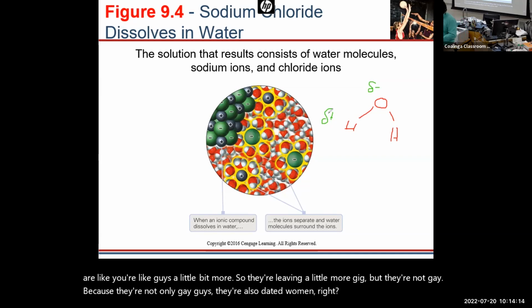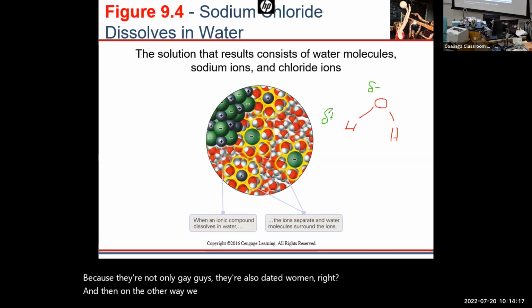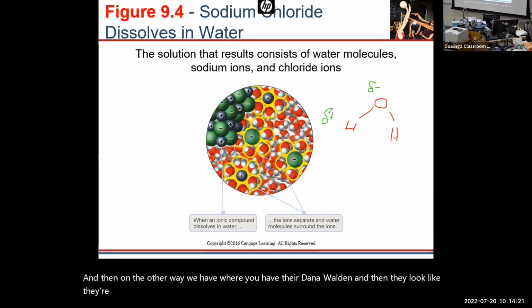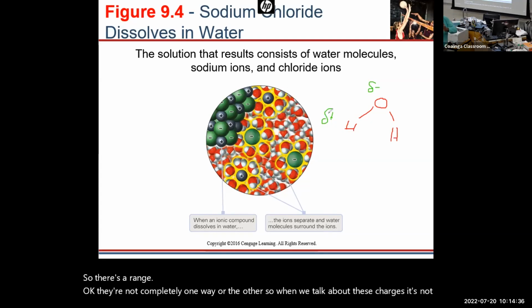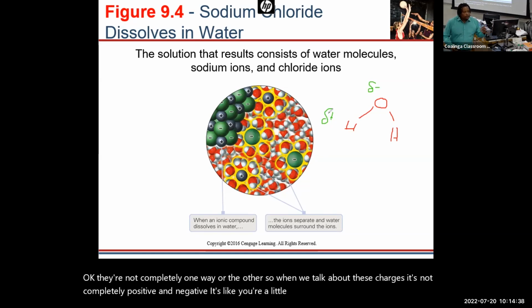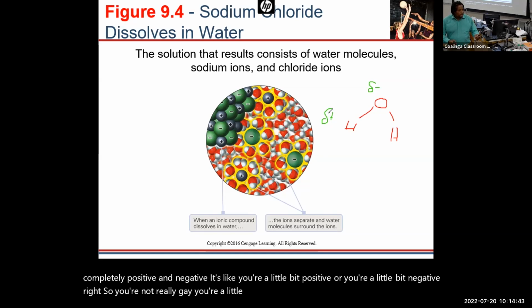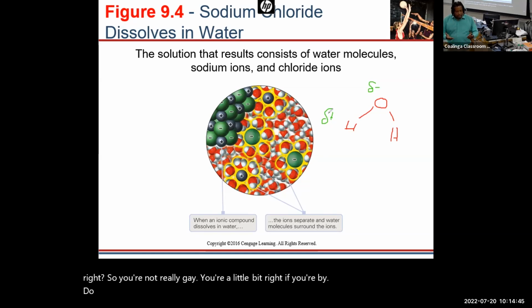And then on the other way, we have where they're dating a woman, and then they look like they're straight because they're with women most of the time, but occasionally they go and mess around with a guy, right? So there's a range. They're not completely one way or the other. So when we talk about these charges, it's not completely positive and negative. It's like, you're a little bit positive or a little bit negative, right? So you're not really gay, you're a little bit gay, if you're bi. Do you guys get it? Yeah, I get it. What is it called though? What is it called? Okay.